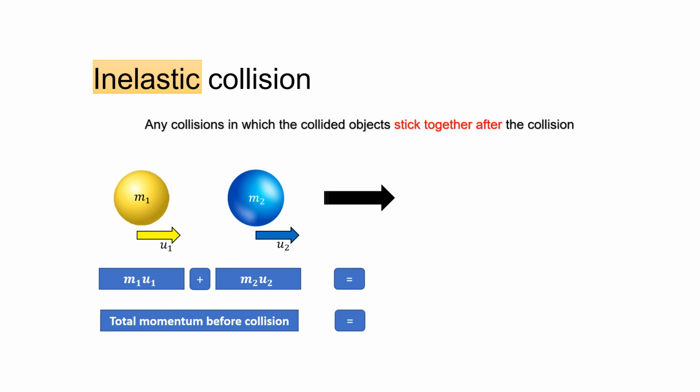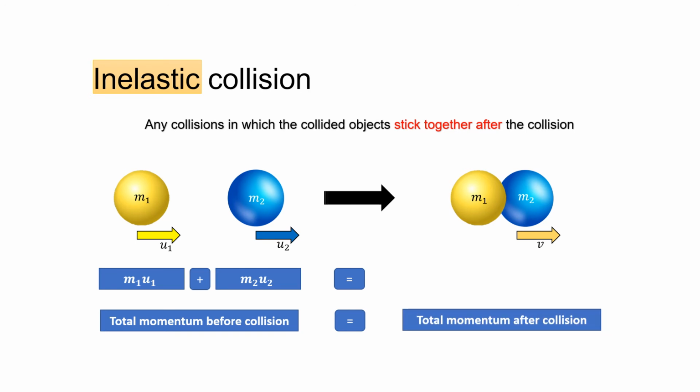Then, what will happen next to the balls? They are attached together and move at the same velocity. They share the velocity as they move together. This indicates that the balls are not separated as in the condition during elastic collision. Hence, the total momentum after the collision is the combination of m1 and m2 of the balls multiplied with v. Therefore, this is how the principle of conservation of momentum is applied to inelastic collision.